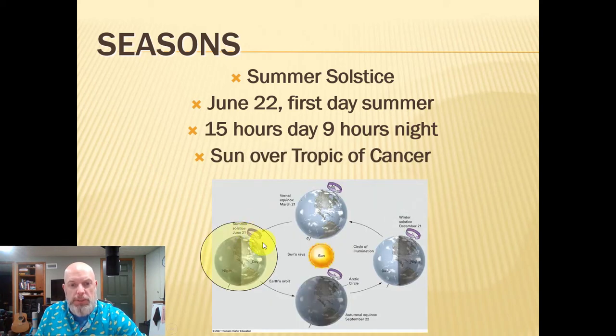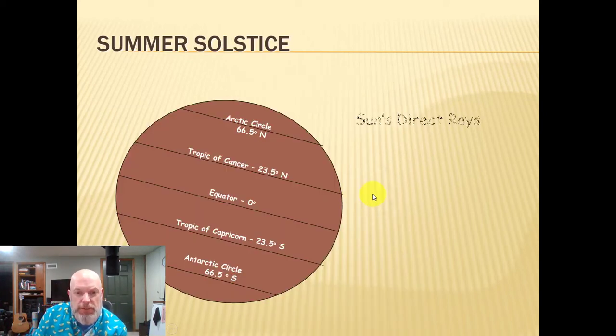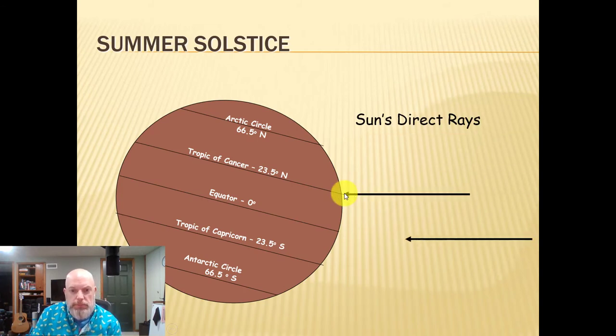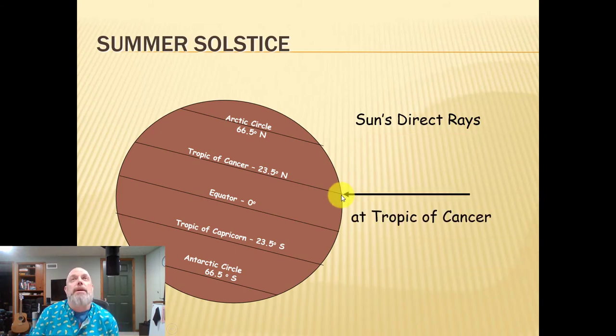15 hours, right over the Tropic of Cancer. So on that day, then, if you're at the Tropic of Cancer, you would look directly up and see the sun. It could be right over your head. So we're too far north for the sun to ever be over our head.